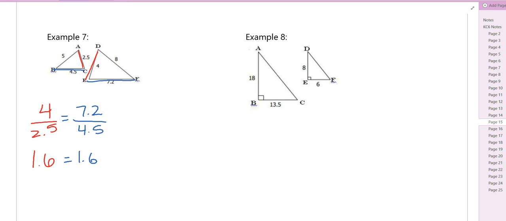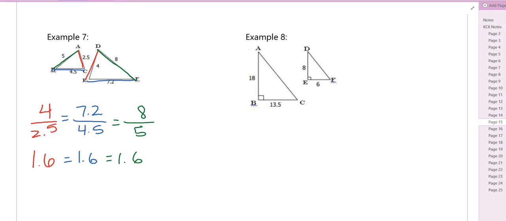I have 2 out of my 3 ratios that are equal so far. And then I'm going to have 8 over 5. And 8 over 5 is also 1.6. So all 3 are equal.